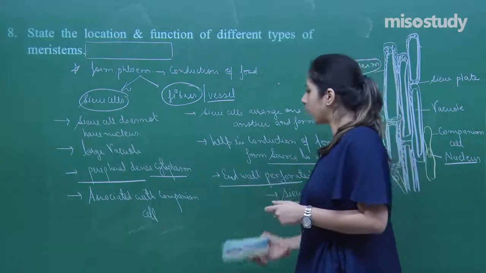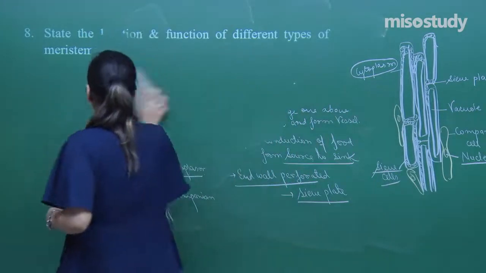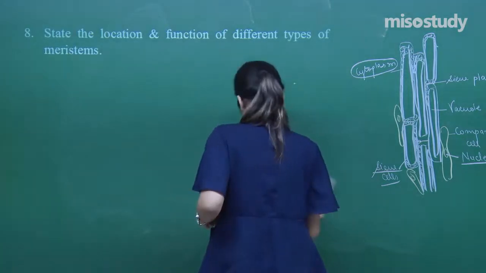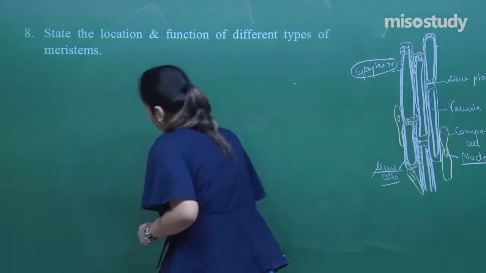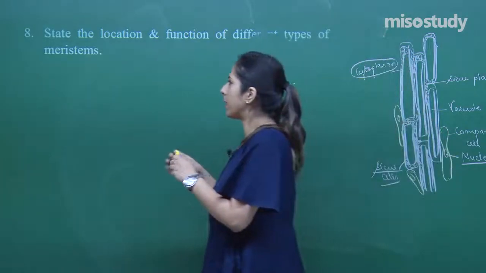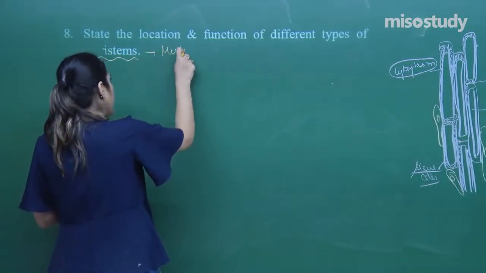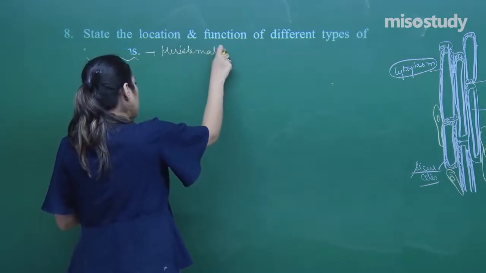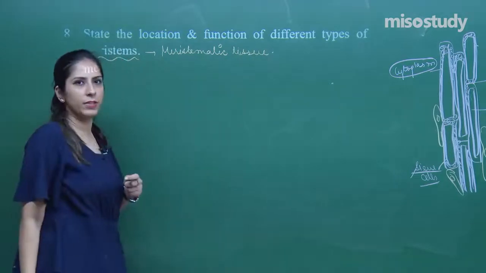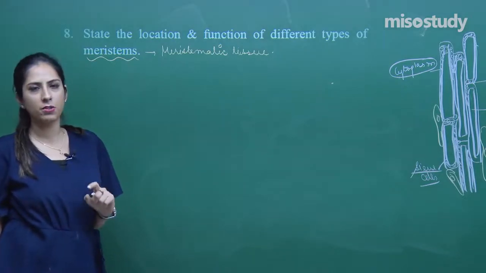Now this is also a question from the same category. Hope you have noted down this. State the location and function of different types of meristem. Now, what is a meristem? Meristems are made up of which type of tissue? Meristematic tissue. In the session, we have discussed the different types of meristematic tissue that you have to explain over here. First of all, give a definition of meristematic tissue.